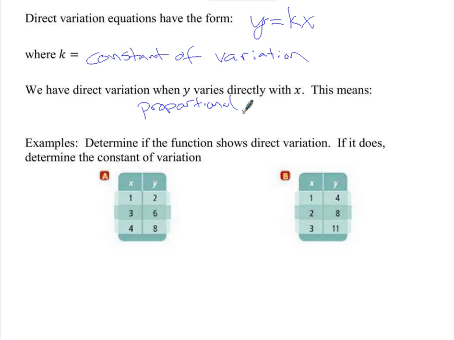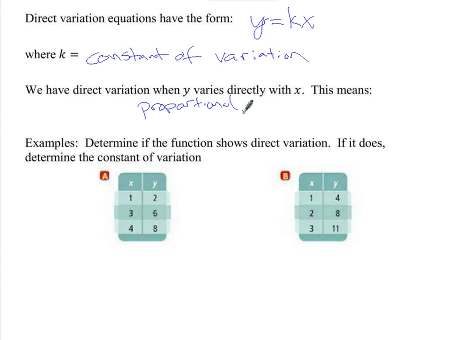So if I can set up a proportion that compares y and x, and that proportion is always true no matter what I'm comparing, which y and which x I'm comparing, as long as they're all ordered pairs, then that means that they are direct variation. If I compare and I don't get proportional situations, then they are not direct variation.